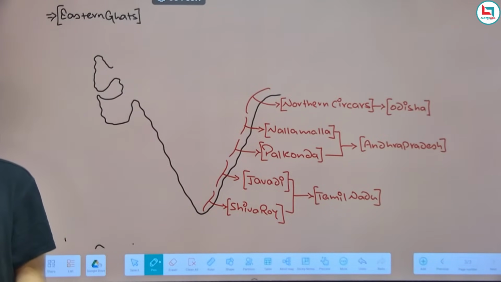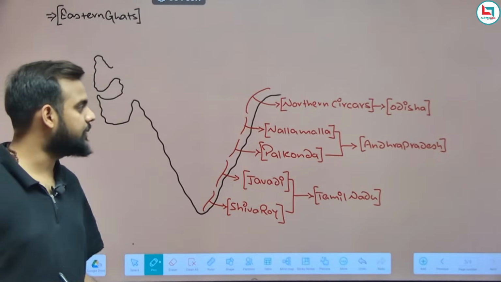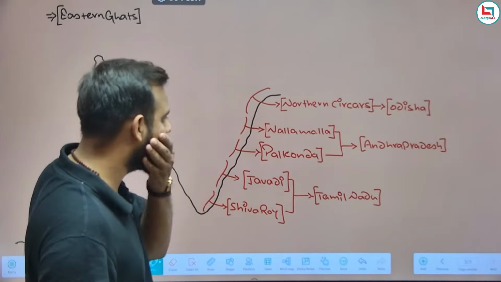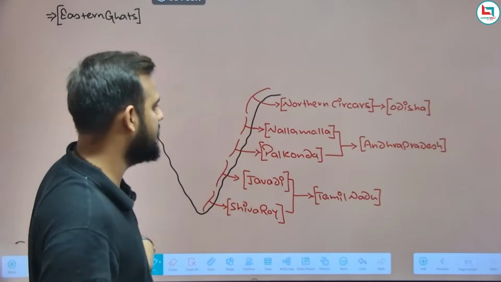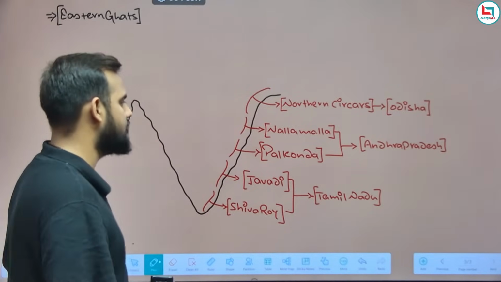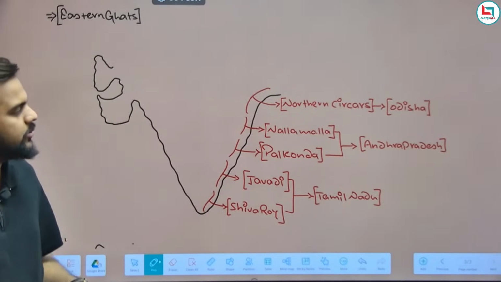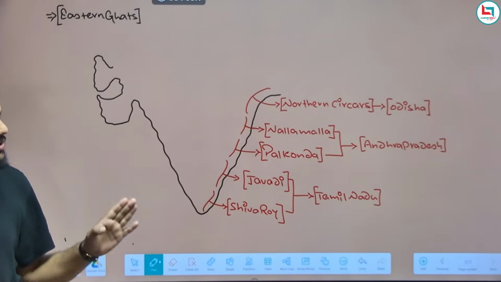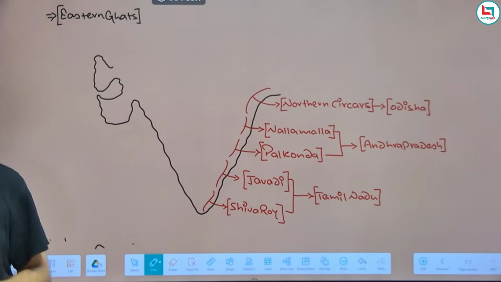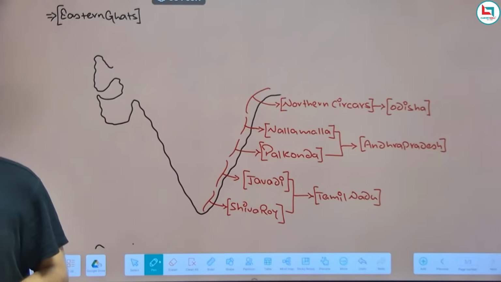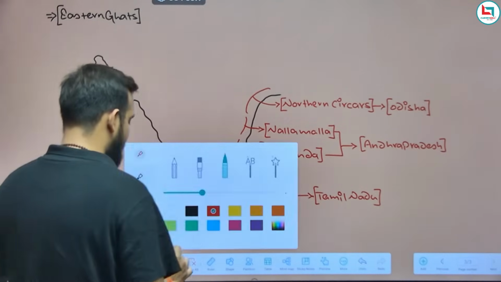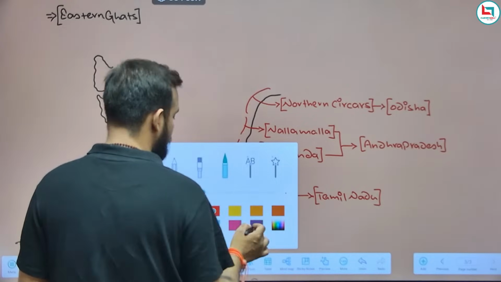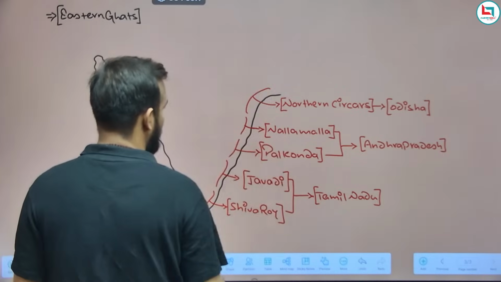Now, guys, when we talk about these particular mountain ranges, let's talk about the characteristics of these mountain ranges. First of all, the highest peak of the Eastern Ghat is present in the Northern Sarkars, and that highest peak is known as the Mahendragiri. So Mahendragiri is the highest peak of the Eastern Ghat.